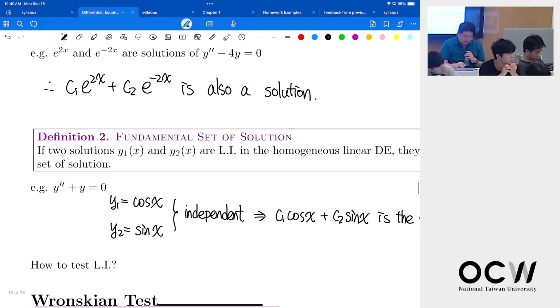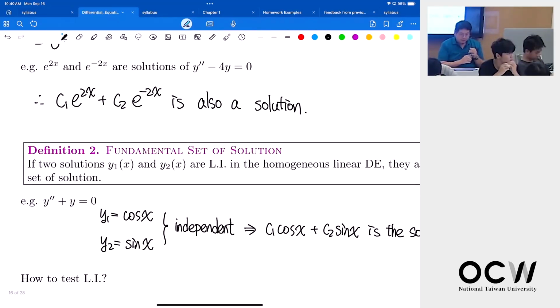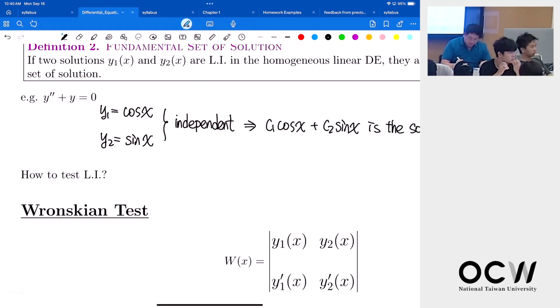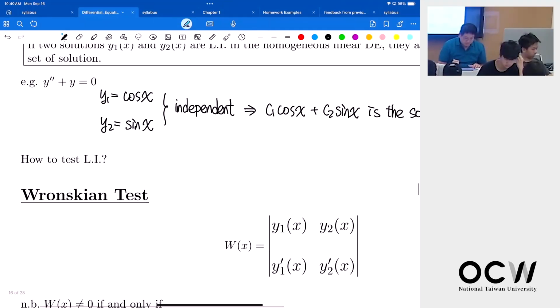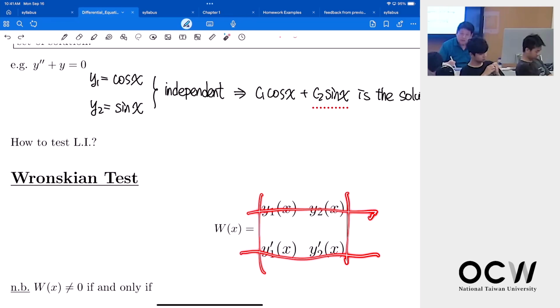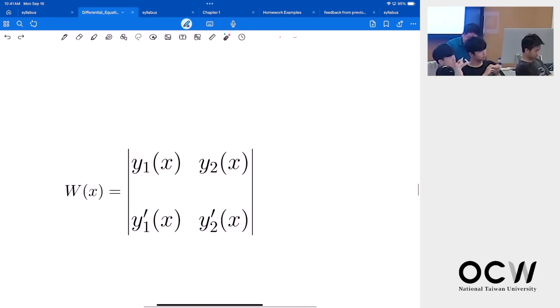But how do we know that they are two independent functions? Here we have a test. It's called the Wronskian Test. So here, for the Wronskian Test, I have a W, this function, and I take the determinant. When I take the determinant, the first row is the solutions, and the second row is the first derivatives.